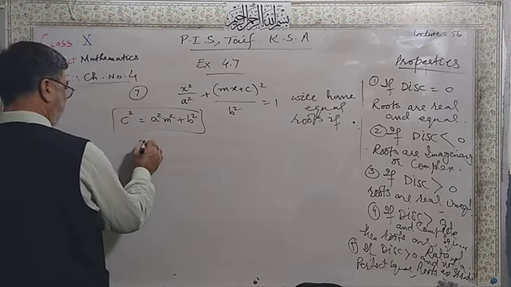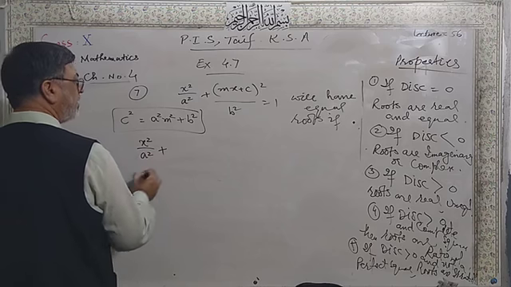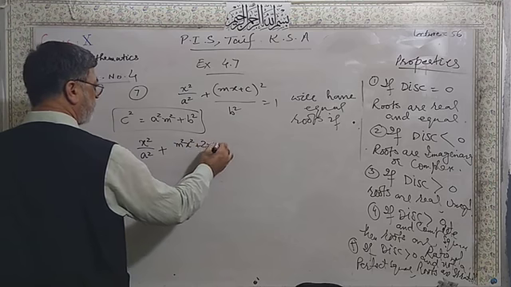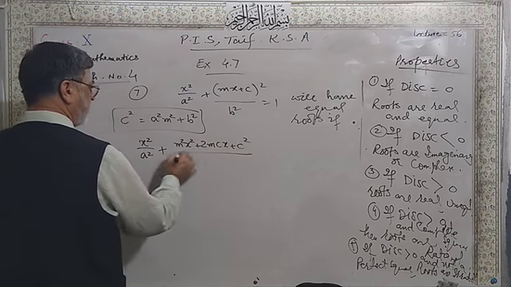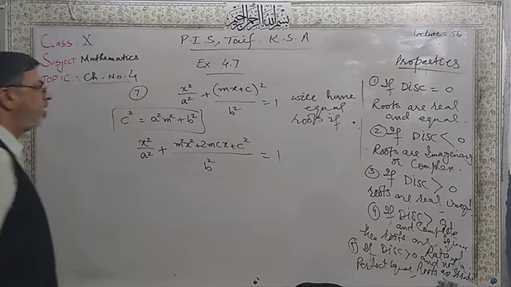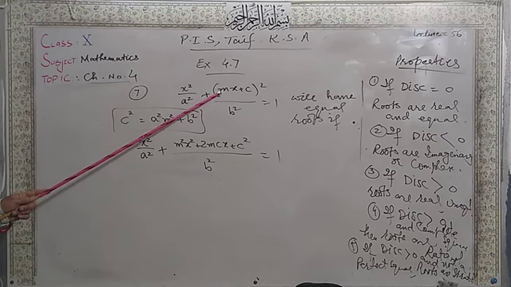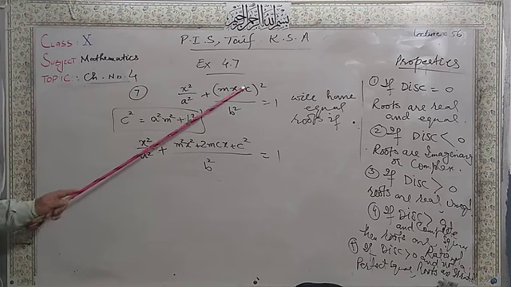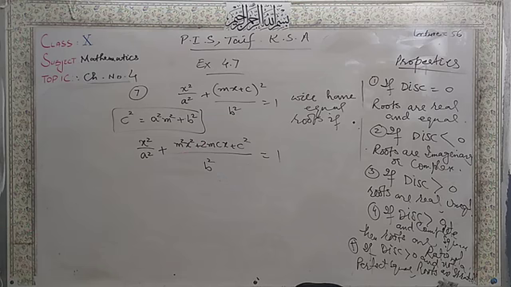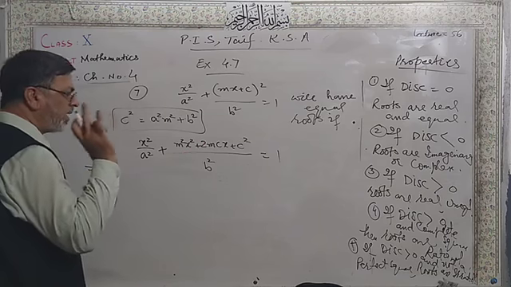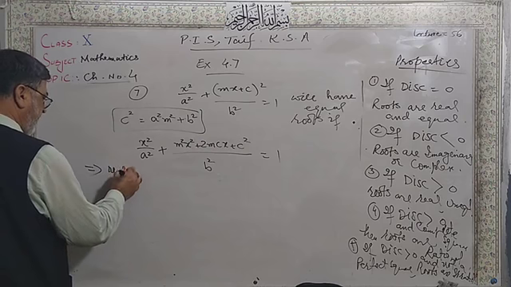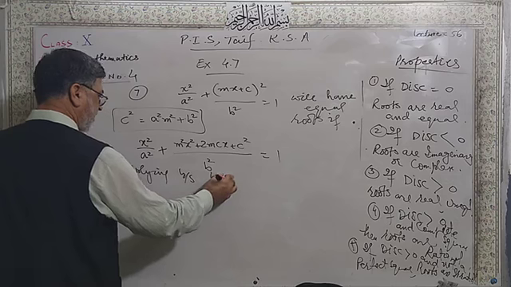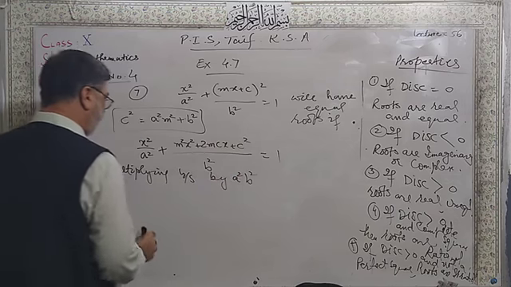Now you can have x square over a square plus (m square x square plus 2mcx plus c square) over b square is equal to 1. Dear students, I have opened up the formula of square: first square plus 2 into first second, 2mcx, plus c square over b square. Multiplying throughout by LCM. LCM means a square b square. Multiplying both sides by a square b square.